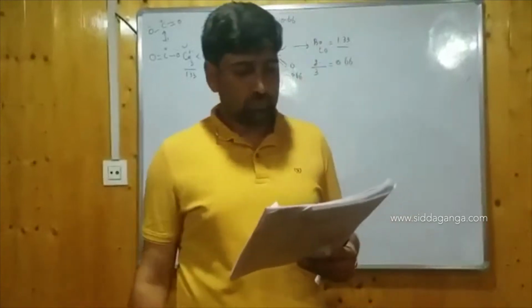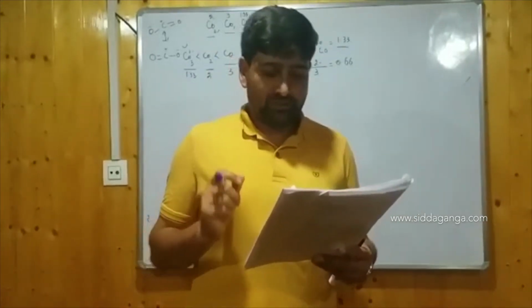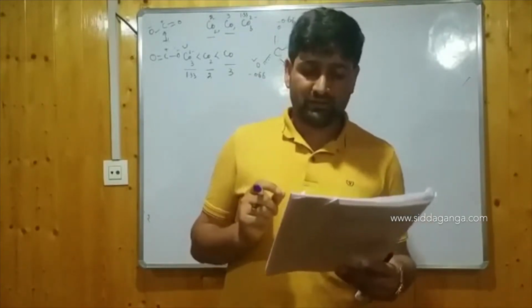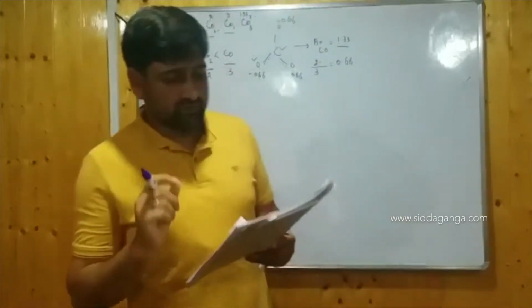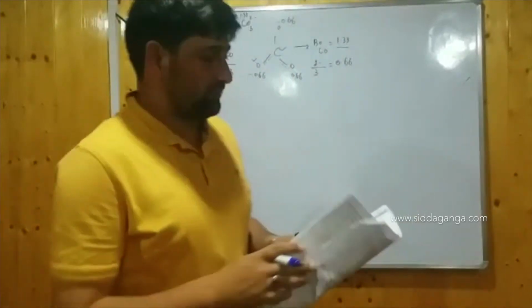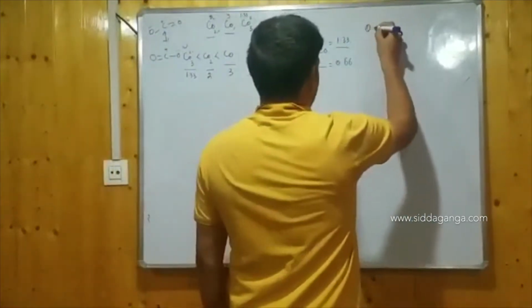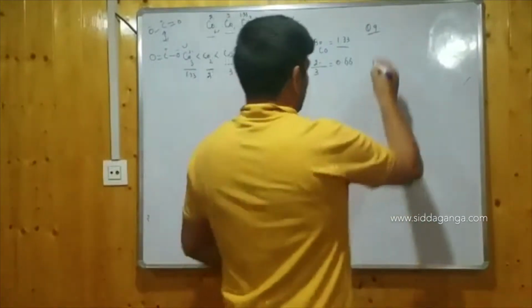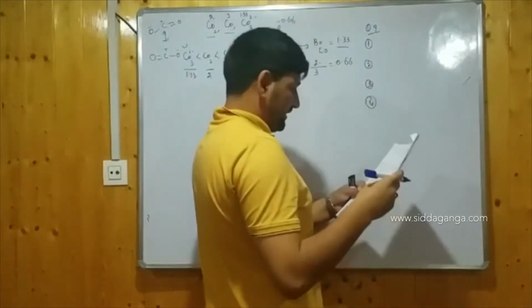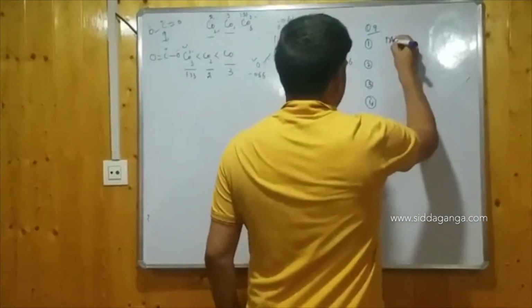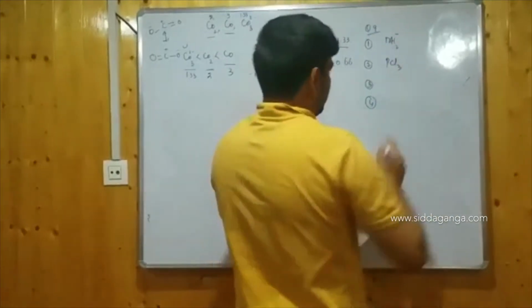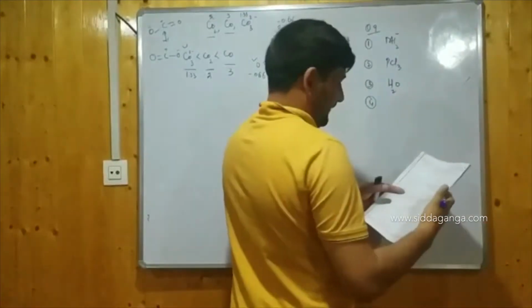Question is, which of the following species contains 3 bond pairs and 1 lone pair around the central atom? I repeat, which of the following species contains 3 bond pairs and 1 lone pair around the central atom? This is probably question number 9. Options are 1, 2, 3 and 4. So options are NH2 minus, PCl3, then you have H2O, and then you got BF3.